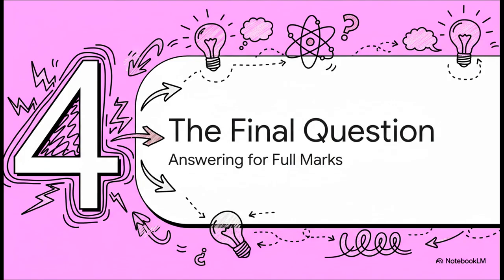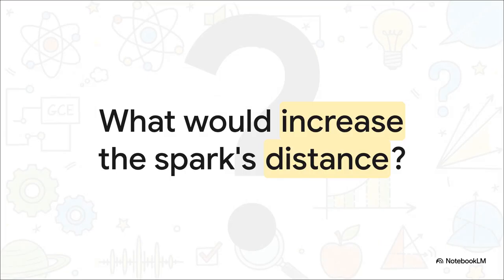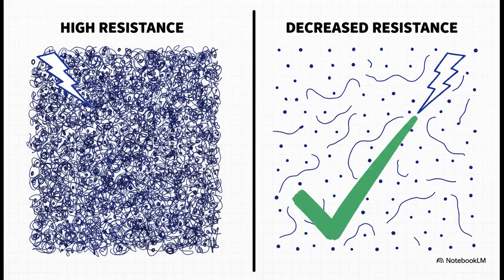Okay, let's wrap things up with the final part of question 4. This last bit is a multiple choice question that brings us right back to the core concepts. You can think of a spark as electricity, basically fighting its way through the air. And the question is asking, which one of these things would make it easier for that spark to travel a longer distance? And the correct answer is decreased electrical resistance of air.